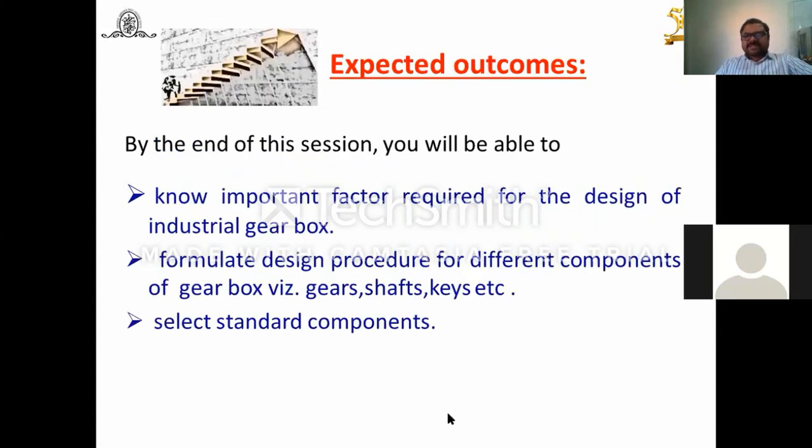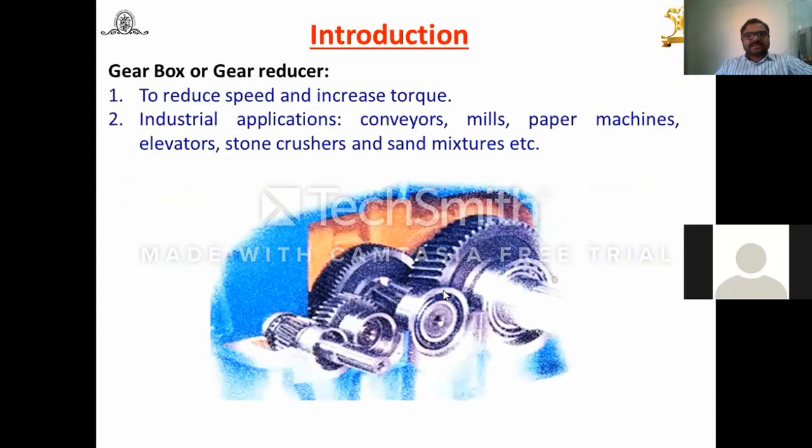The learning outcomes of this session are: after this session, you will be able to know the important factors required for the design of an industrial gearbox, not an automobile gearbox. And second, you will be able to formulate the design procedure for different components of the gearbox, and you can easily select the standard components for the industrial gearbox. Now let us see one by one how to proceed.